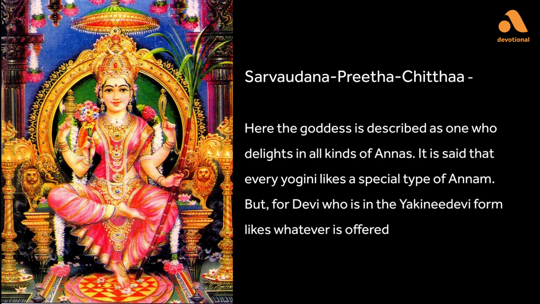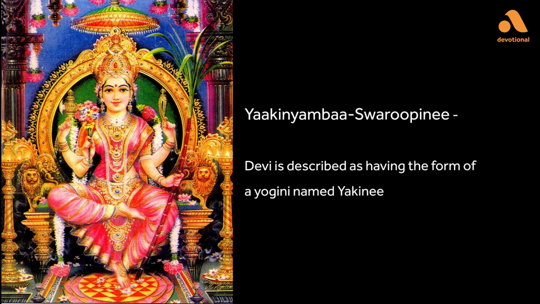Sarvaudana Pritachitta. Here the goddess is described as one who delights in all kinds of anna. It is said that every yogini likes a special type of annam. But Devi, in the Yogini Devi form, likes whatever is offered. Yaginyamba Swarupini. Devi is described as having the form of a yogini named Yagini.